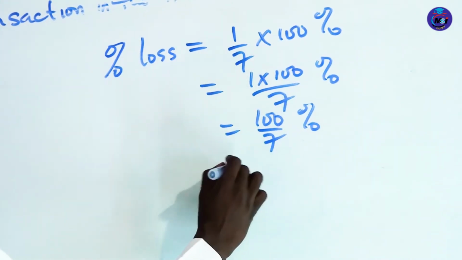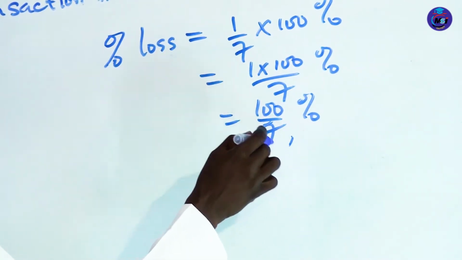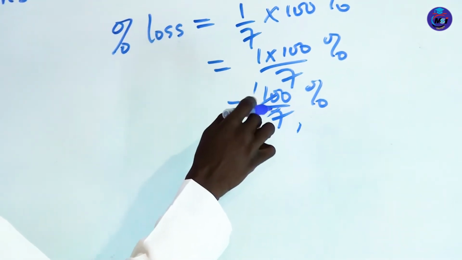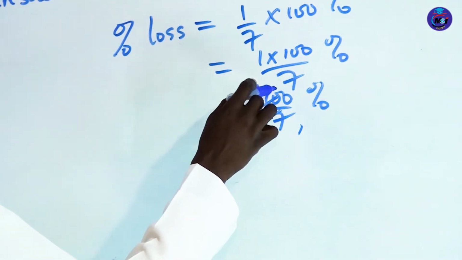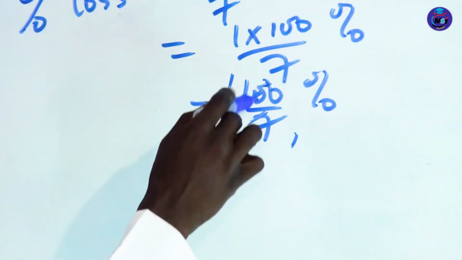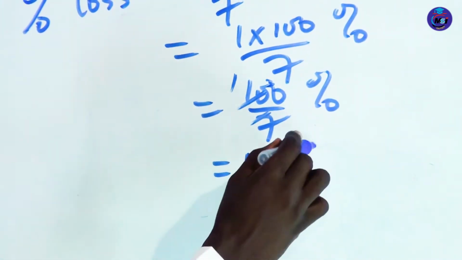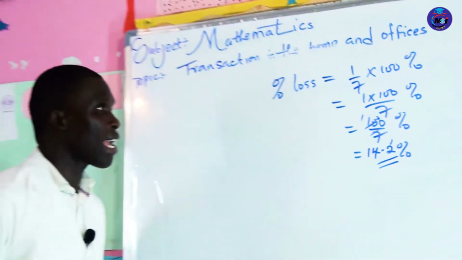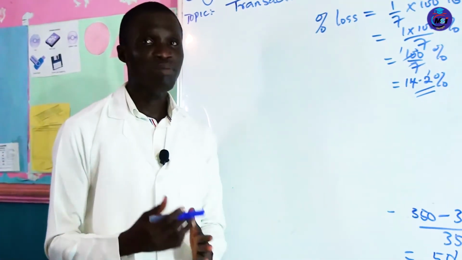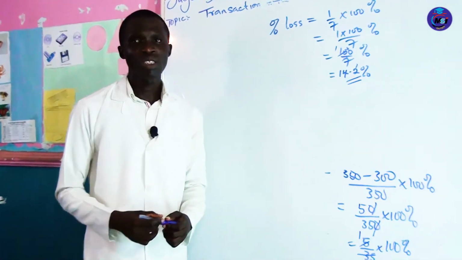7%. This will give us 7 here, 1, 7 in 10, we have 1, remainder 3. This will give us 14.2%. Okay, now you can solve questions on percentage loss and percentage gain. Let's go to simple interest.